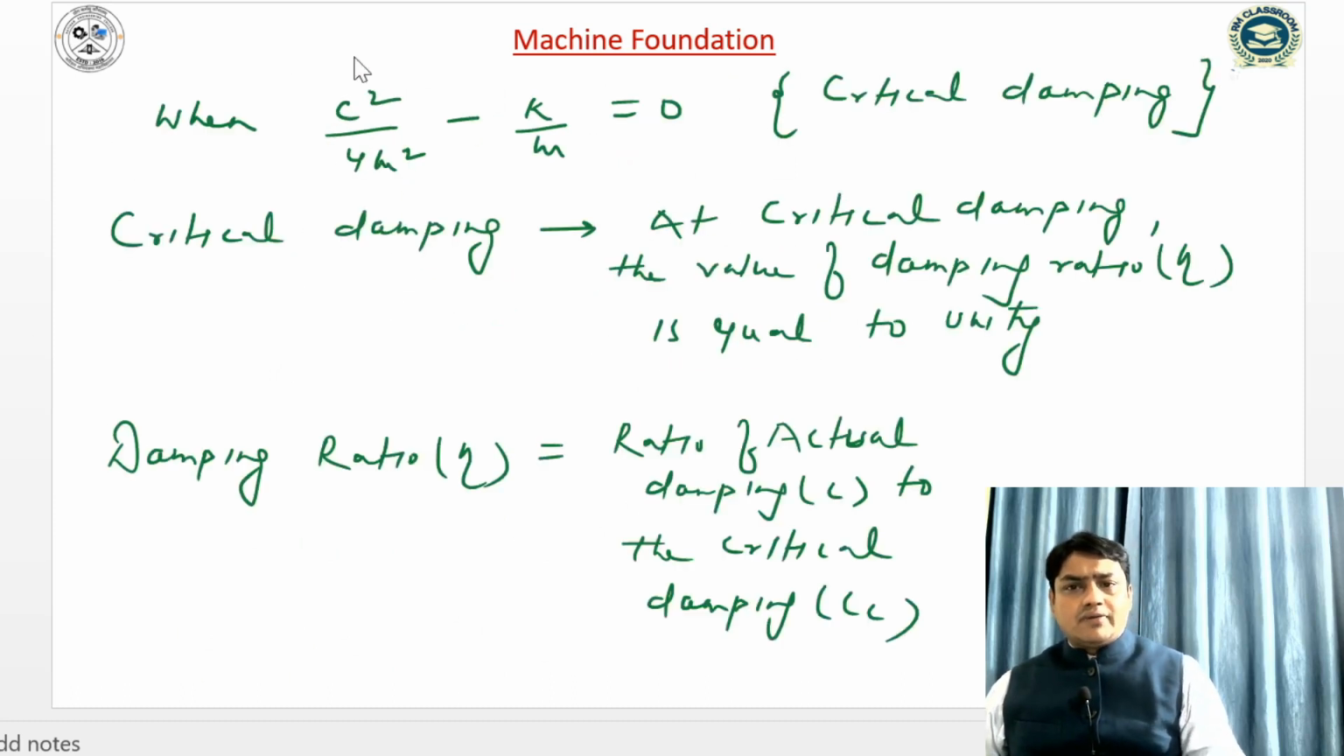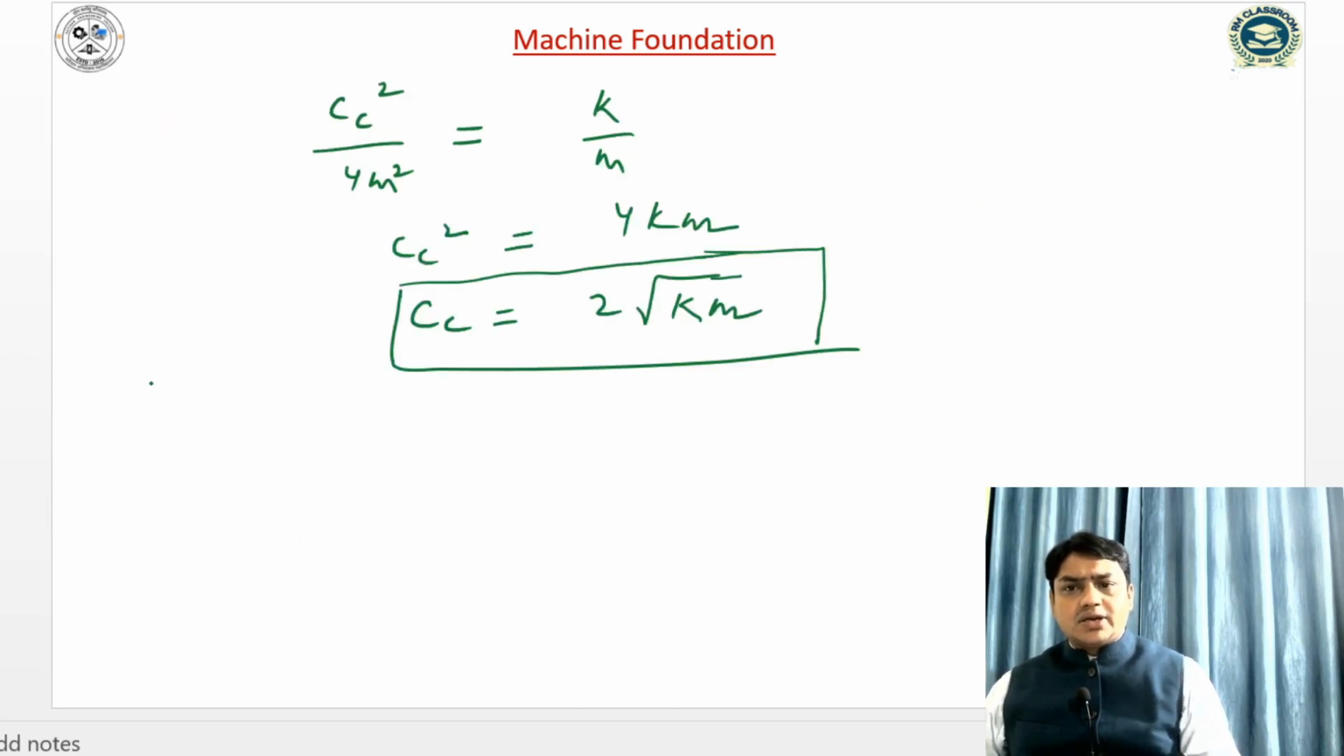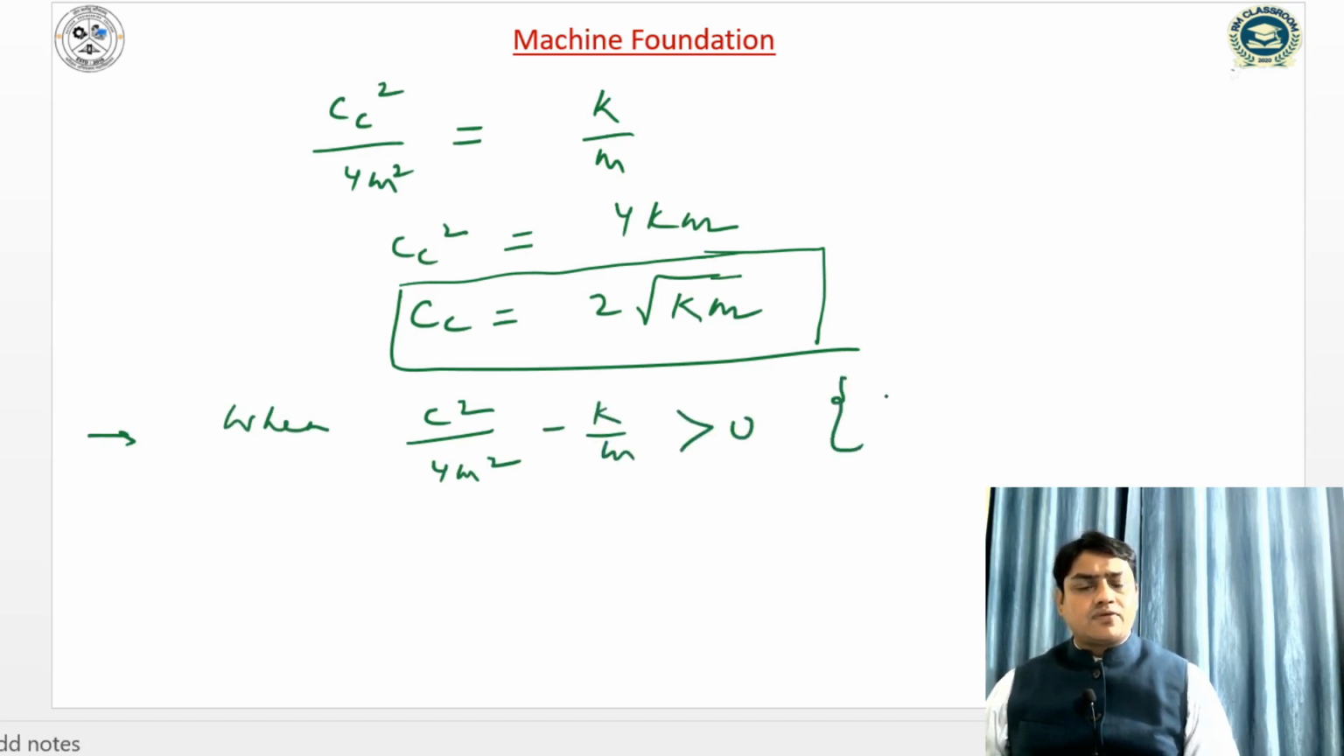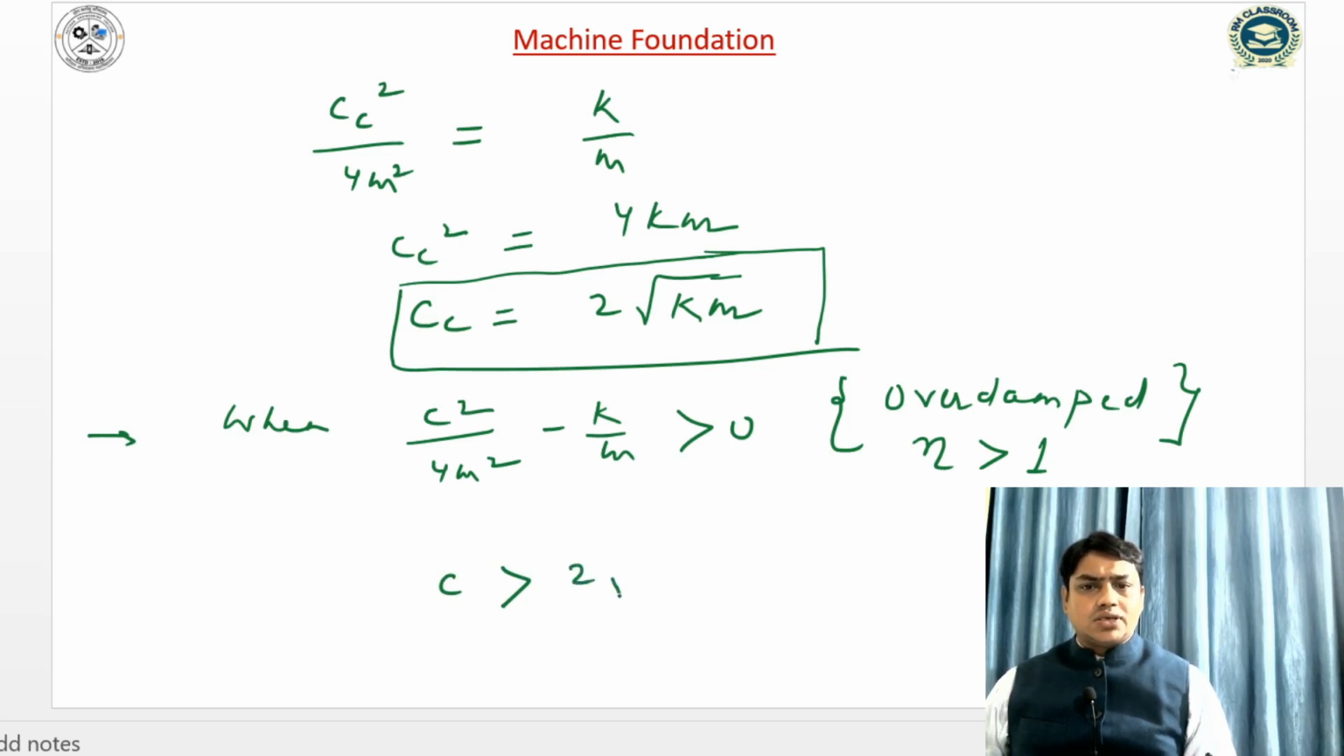Similarly, the second case I will discuss, when c square by 4m square minus k by m is greater than 0. So this is the condition of overdamped. In overdamped, our damping ratio value is greater than unity, or we can write c is greater than twice square root of km in case of overdamped.